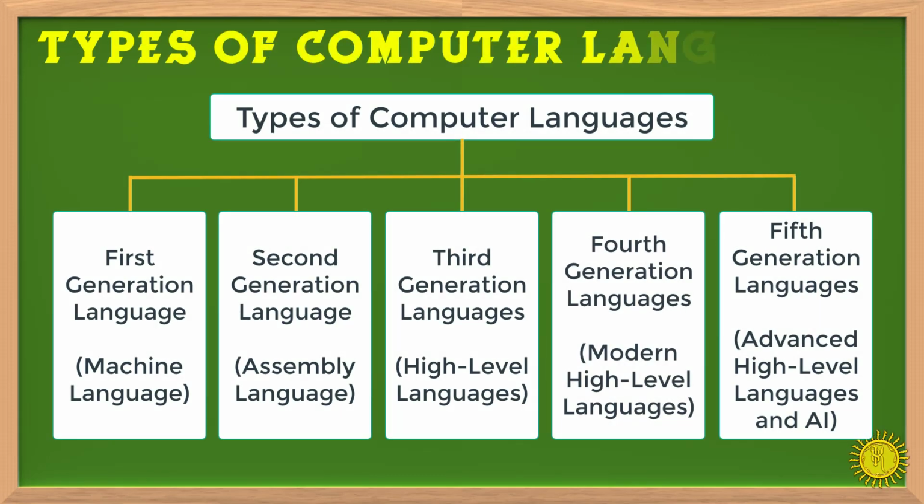These are the types of computer languages. First generation language, in this there is machine language. Second generation language, in this assembly language is there. Third generation languages, there are high level languages. Fourth generation languages, there are modern high level languages. And in fifth generation languages, advanced high level languages and AI, that is artificial intelligence.